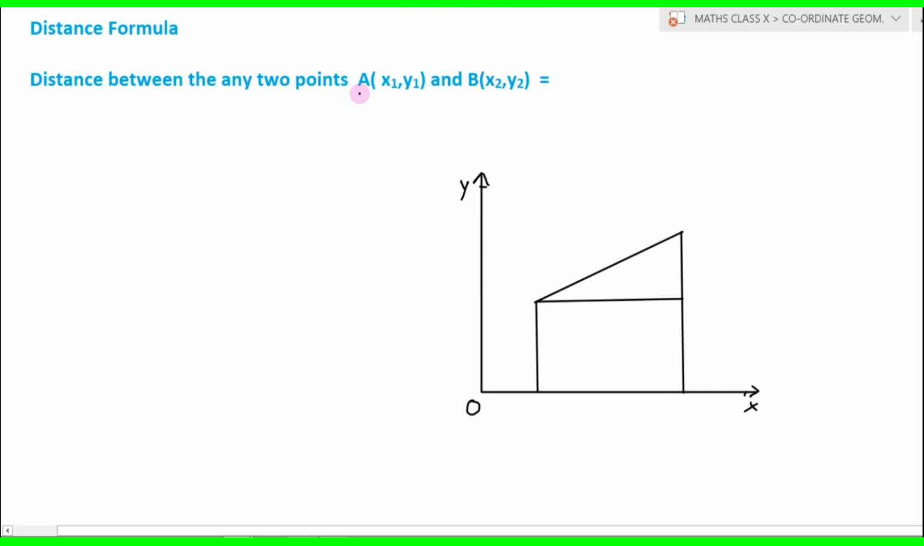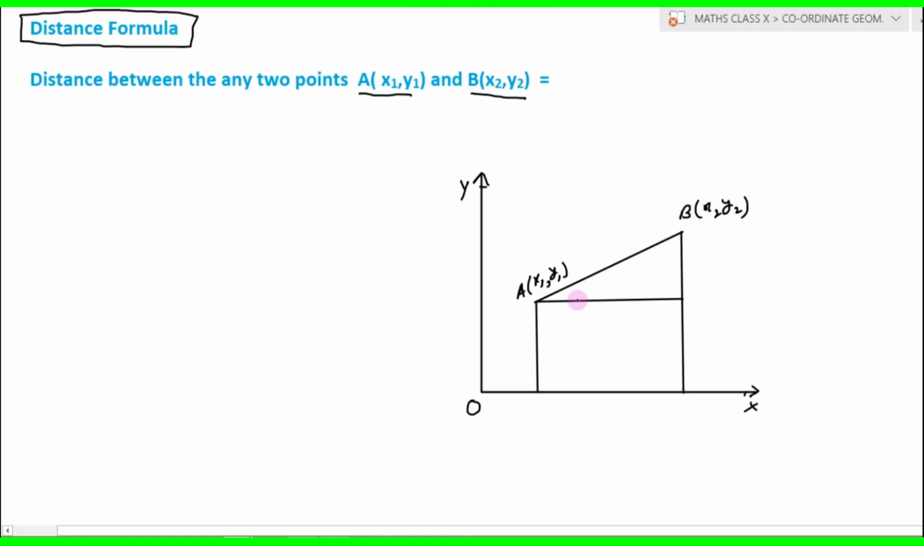So we can see here you are taking the 2 points A (x1, y1) and B (x2, y2), and you have to find the distance between these 2 points. The distance formula is used to find the distance between 2 points whose coordinates are given. Let point A have coordinates (x1, y1) and point B have coordinates (x2, y2). Now we have to find the distance between A and B, meaning the length of AB.